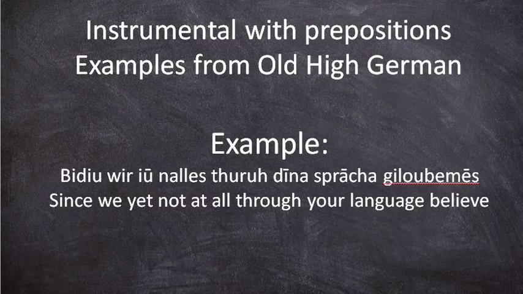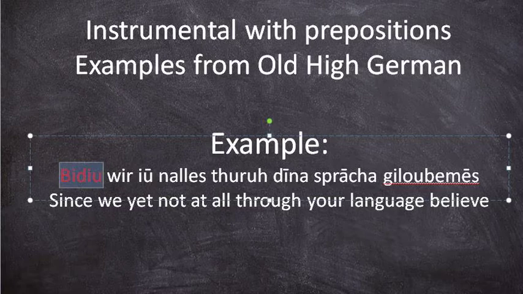So we have our bidiu here. I'm gonna put that in red. This could be translated as "since" or "because we yet not at all through your language believe," or "therefore," depending on the context. Bidiu is almost like saying literally "by that." So that's something to bear in mind. It can be used to mean therefore, since or because, and here it's in the context of since. One has to look thoroughly at the text itself and decide which translation applies best. All right, let's move on.